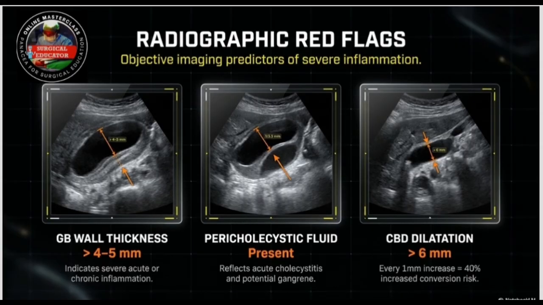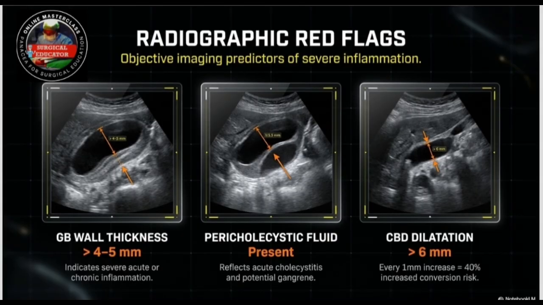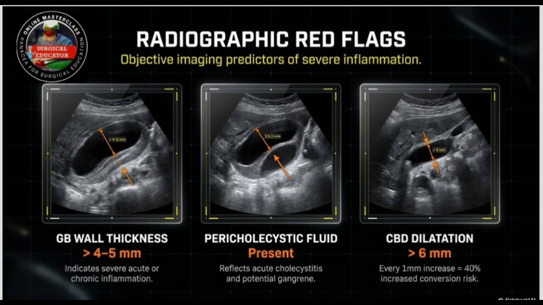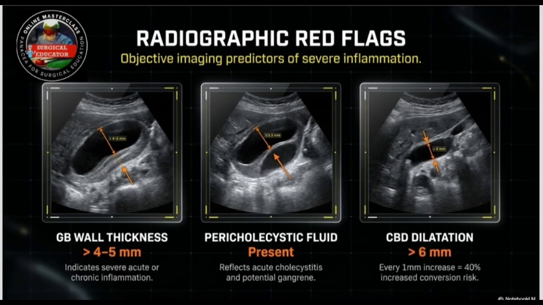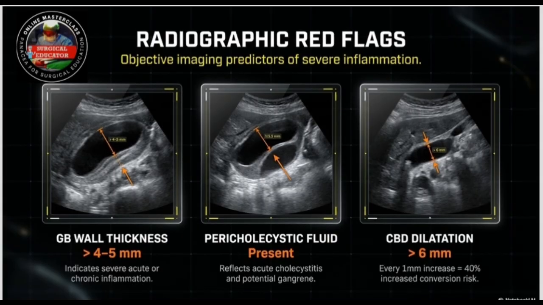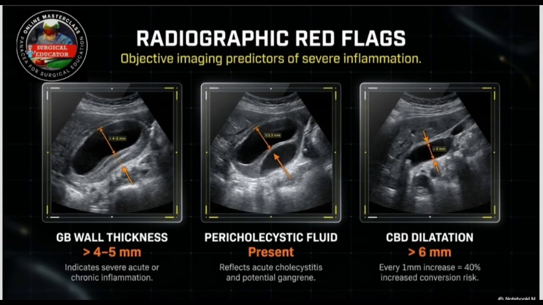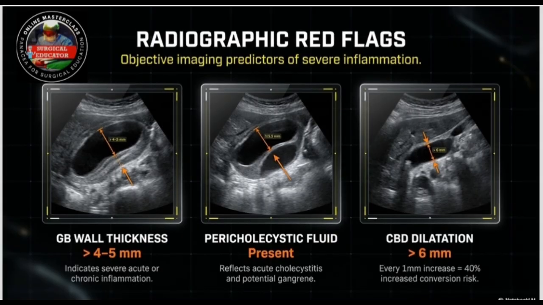And then the third radiographic flag, which has a statistic that genuinely shocked me, CBD dilatation, common bile duct dilatation greater than 6 millimeters. The math here is exponential. The slide explicitly states that every 1 millimeter increase in dilation equals a 40% increased conversion risk. Wait, just a single millimeter increases the risk of open surgery by nearly half. Yes, and it's terrifying if ignored.